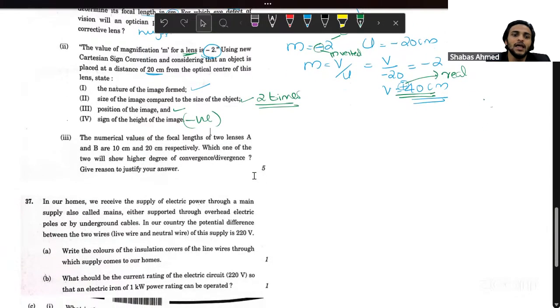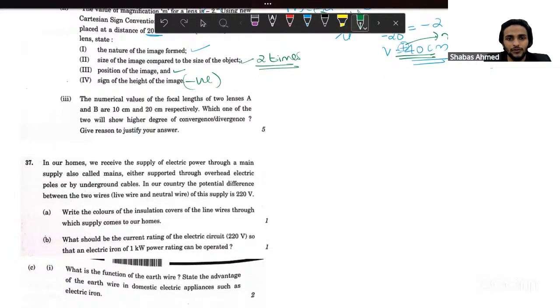The next one, the numerical values of the focal length of lens A, B are 10 centimeter, 20 centimeters respectively. Which one of these has higher degree of convergence? So the degree of convergence is determined by the power. So let's find the power for both. So power for the 10, it will be equal to 1 by F, that is equal to 1 by 10.